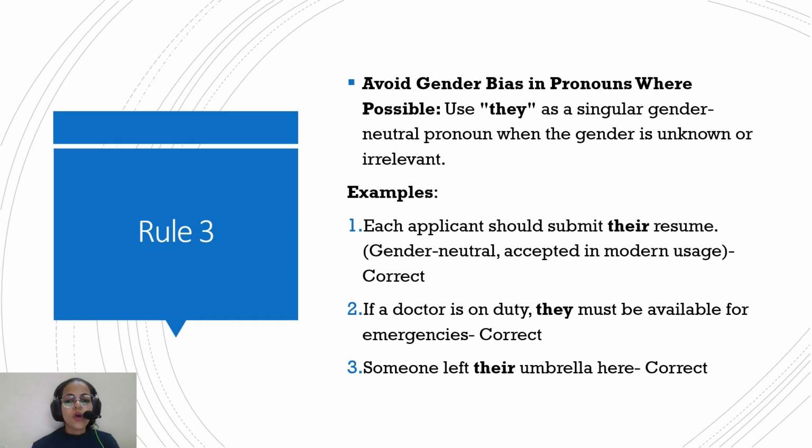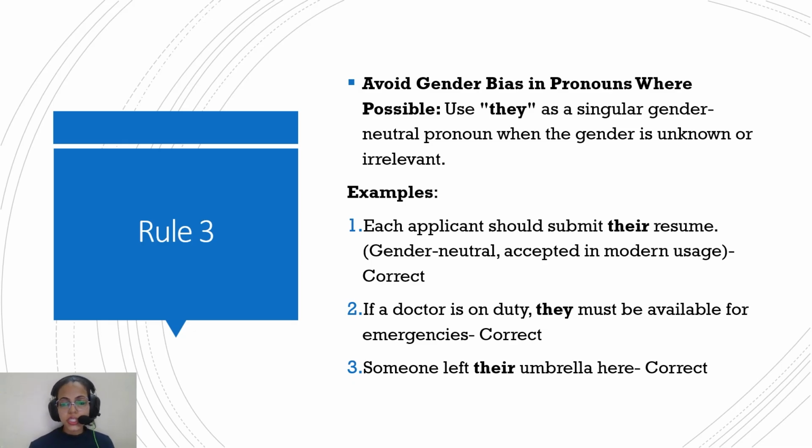Okay. Rule 3. Avoid gender bias in pronouns where possible. Use they as a singular gender neutral pronoun when the gender is unknown or irrelevant. I think I've already told you. Each applicant should submit their resume. So their here is used in a gender neutral manner.